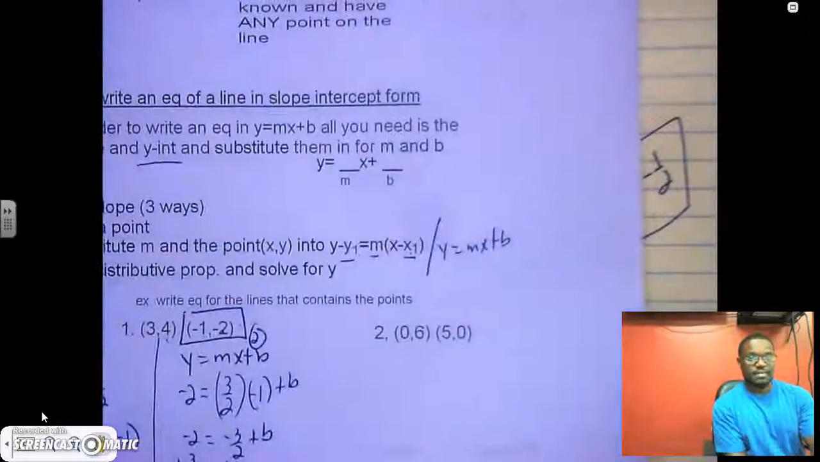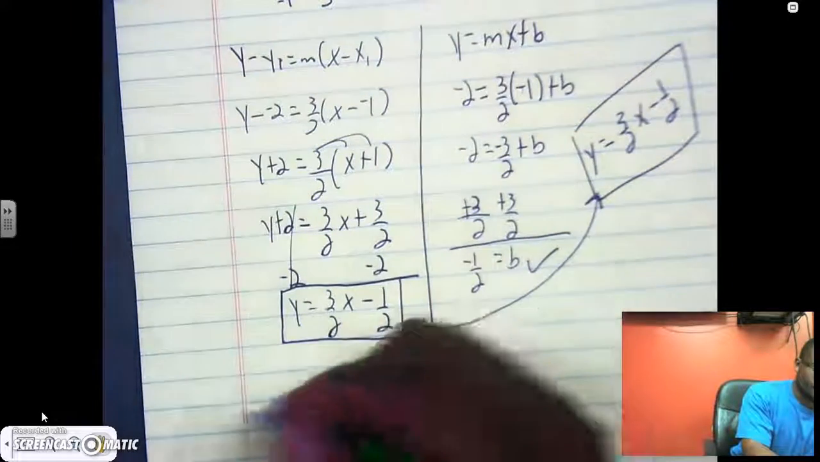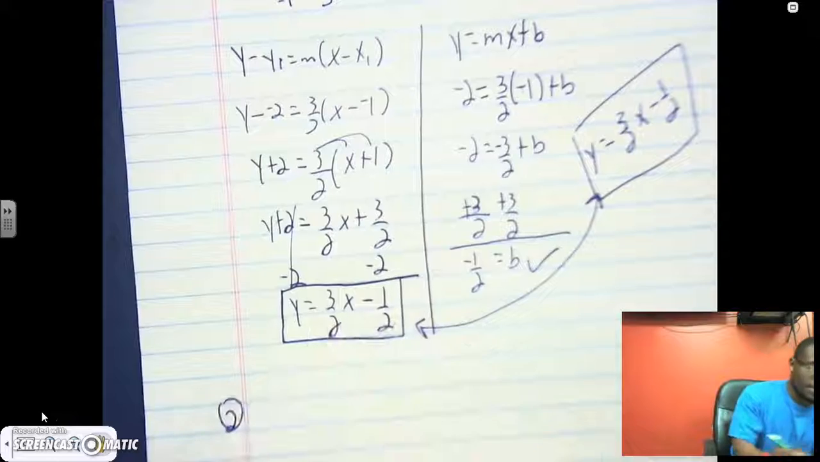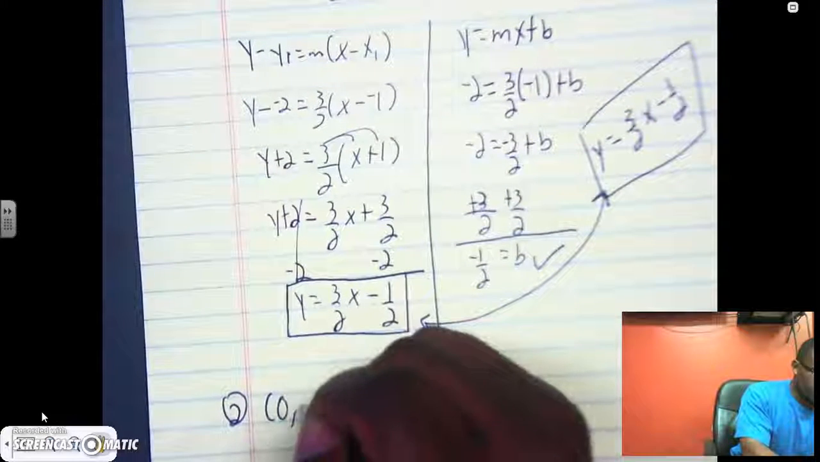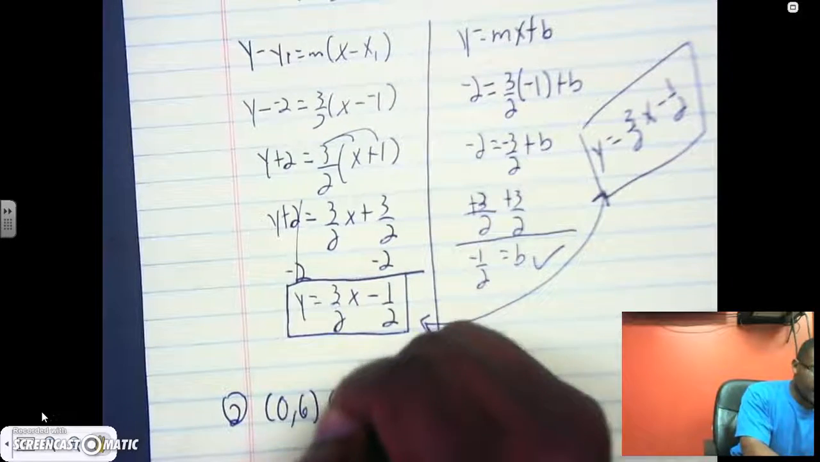Alright, let's look at the second problem here. The second problem has the points 0, 6, and 5, 0. Problem number 2. The points are 0, 6, and 5, 0.